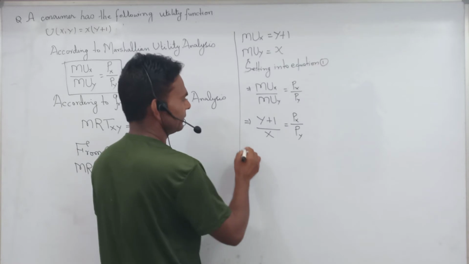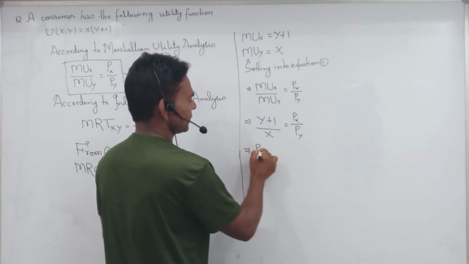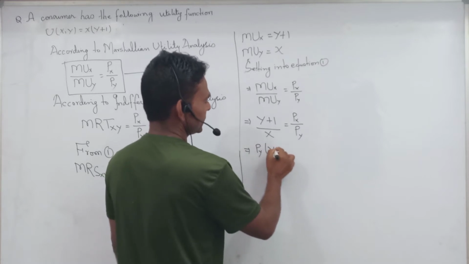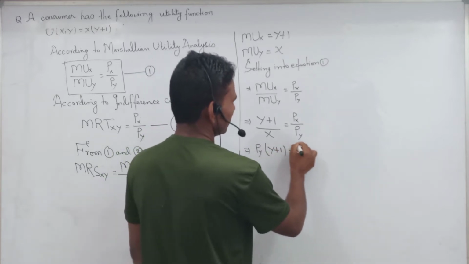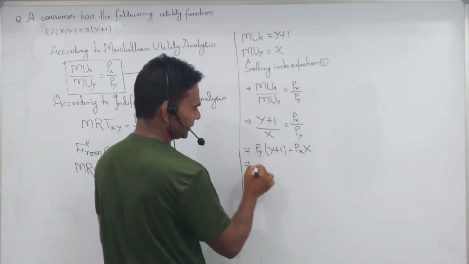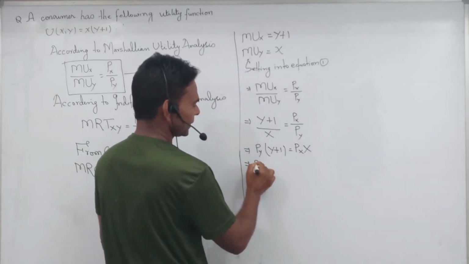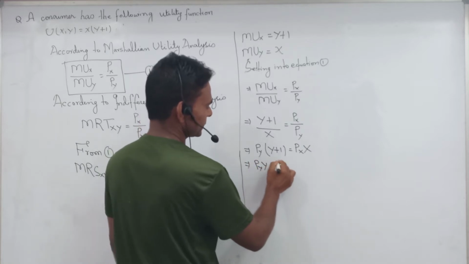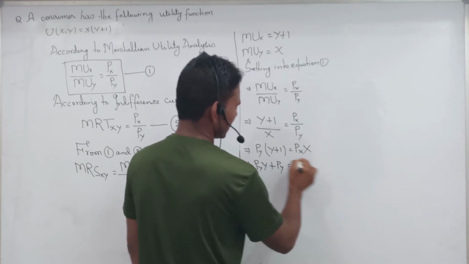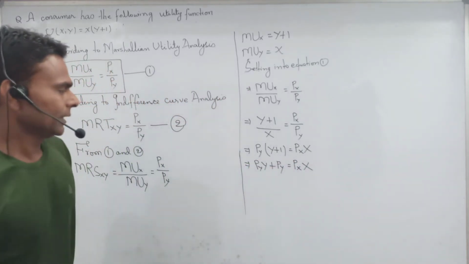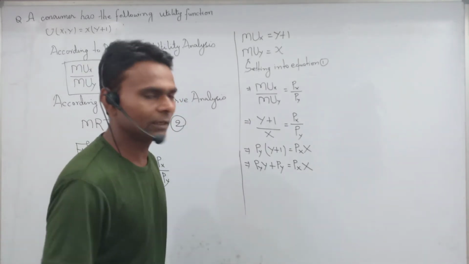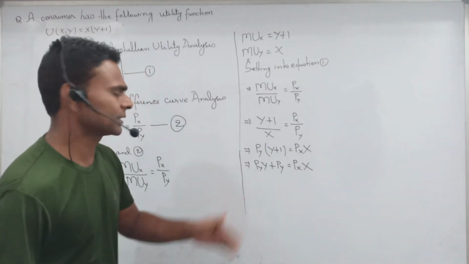Doing the cross multiplication, price of y times (y plus 1) equals price of x times x. Breaking this bracket, price of y times y plus price of y equals price of x times x, the quantity of x. With this given relationship, we are in a position to get the values of x and y.